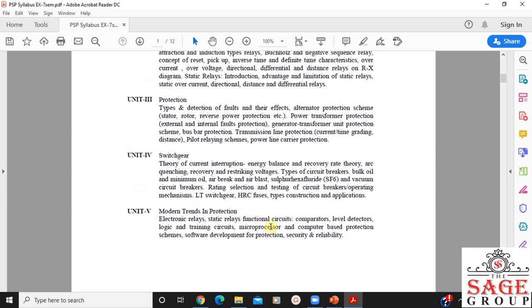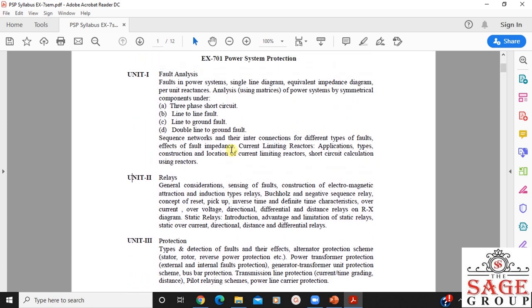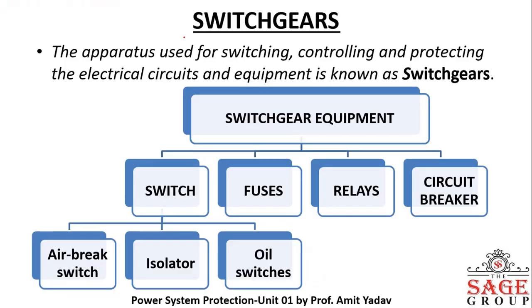So in my complete video series on this power system protection subject, I will discuss one by one all the topics of all these 5 units. Today I just discuss some basics about the subject. As I told you, this subject is also known as switchgear and protection. In this video I will tell you some basic definitions about switchgear.